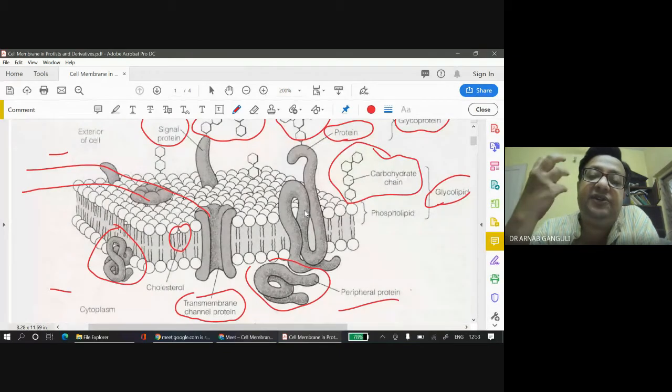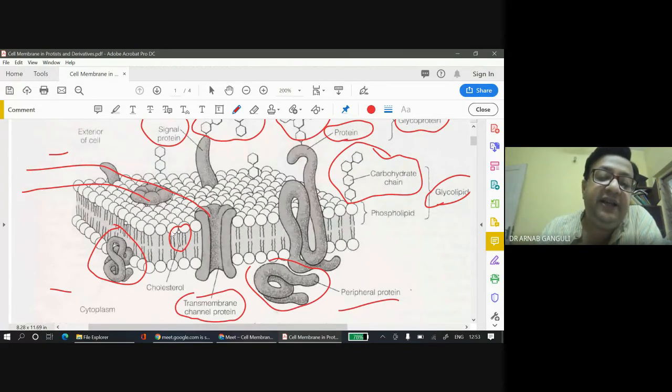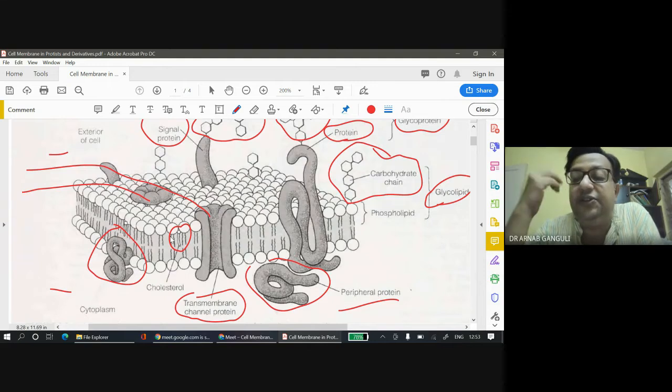So it's a fluid-like structure, and this fluidity is maintained by this cholesterol at different temperatures. If it becomes cold, it still maintains the fluidity. If it becomes hot, it still maintains the fluidity. So the fluidity is maintained by cholesterol in between.